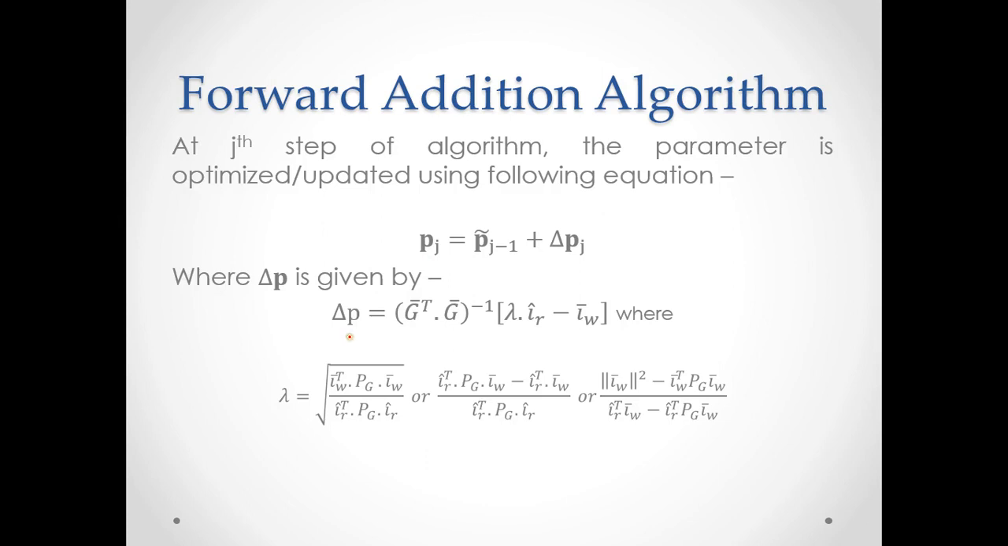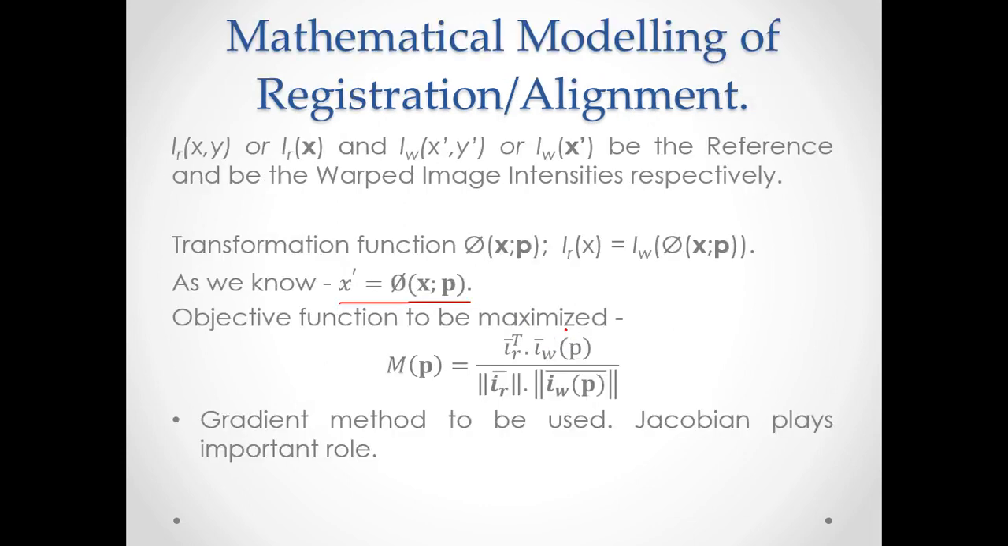This delta p has been deduced in the theory. It is defined as this term. G is basically the gradient, and small i and small i_w relate to I_R and I_W. The reason is, if you take a snapshot of an image at different light exposures, the intensity values will be different. So it is very tough to correlate one image with another. This is called the photometric deformation.